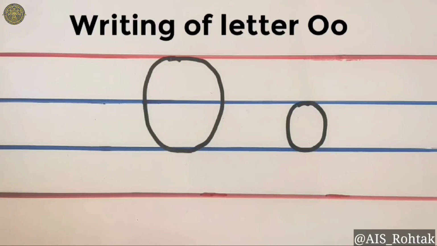This is small O. This is capital O and this is small O. Or we can say this is uppercase O and this is lowercase O. O makes the sound O. I hope now you all are clear about capital O and small O.